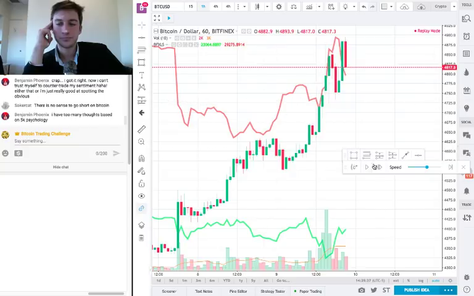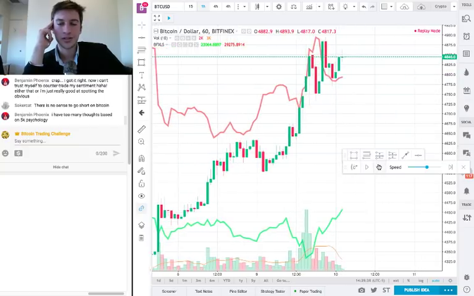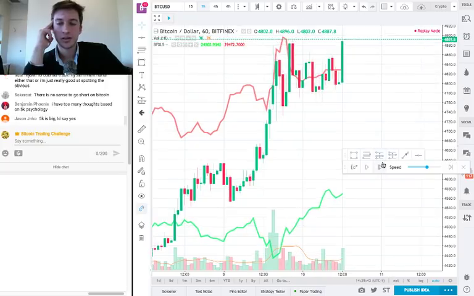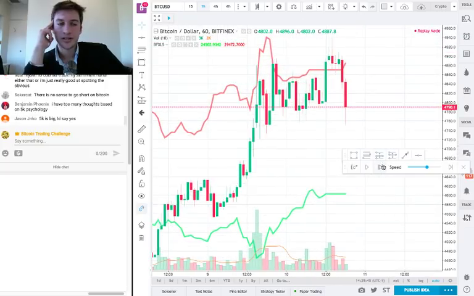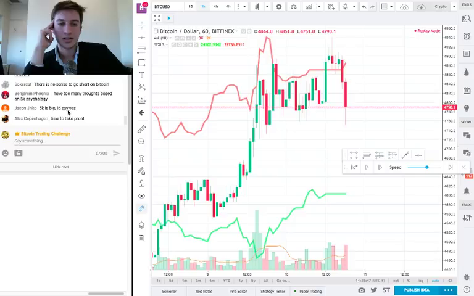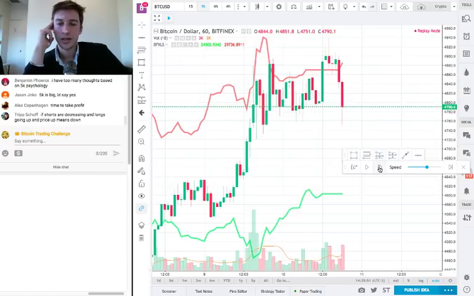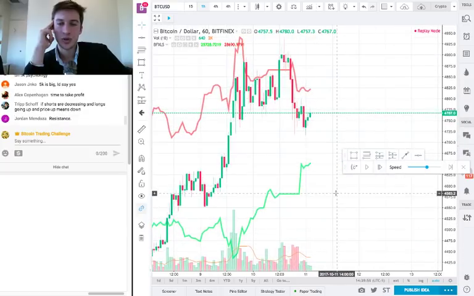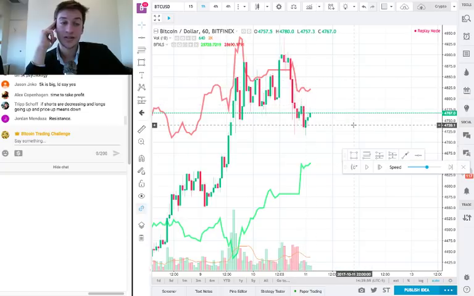Okay. Let's see what happens here. Okay. This is to be expected. And price still, 5K is big. I'd say yes. Time to take profit. So you'd probably want to sell here and then wait for price to go down. Okay, it's kind of hard to say now because price is retracing a bit. Ooh, and longs are going up and shorts are going down.